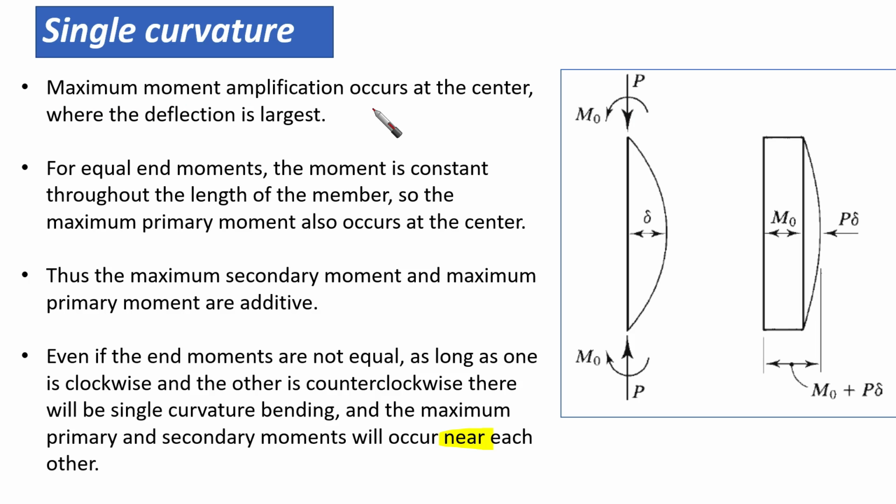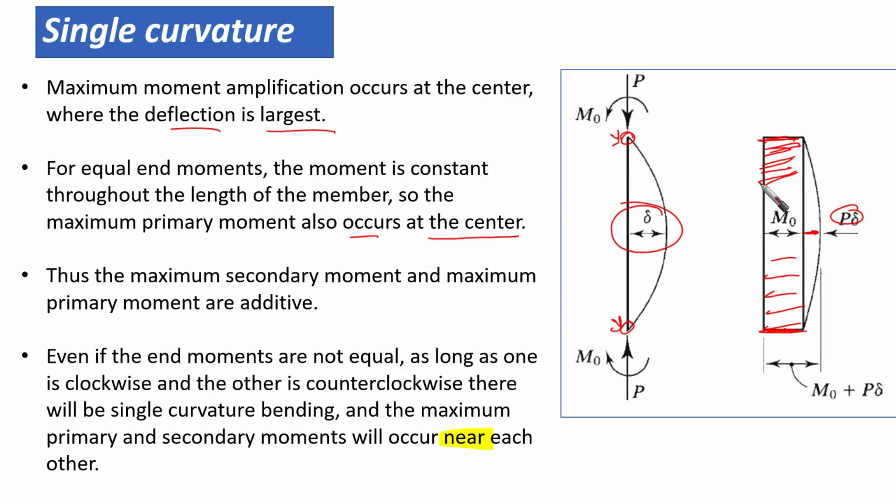Maximum moment amplification occurs at the center where the deflection is largest. For equal end moments, if we have equal end moments like this and this, M naught and M naught, the moment is constant through the length of the member. As you can see, the moment is constant, and it's going to be amplified only at the middle with P delta, as we said, throughout the length of the member. So the maximum primary moment also occurs at the center. So still, if we have the ends to have 0 moments, maximum moment is in the middle.